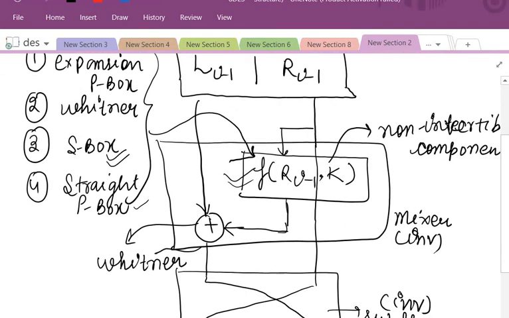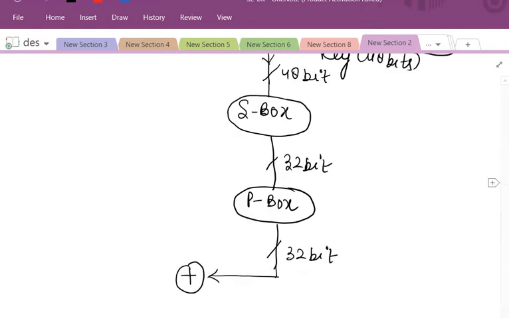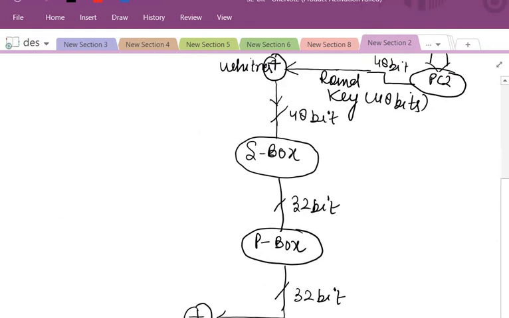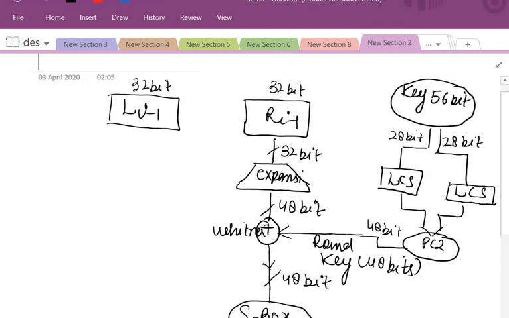Just see the last example. The function contains four components: expansion p box, whitener, S box and straight p box. The output generated from the straight p box, which is the last component, will get XORed with the left hand side value. The same procedure we have to apply there. So the straight P box output will get XORed with the left hand side value.